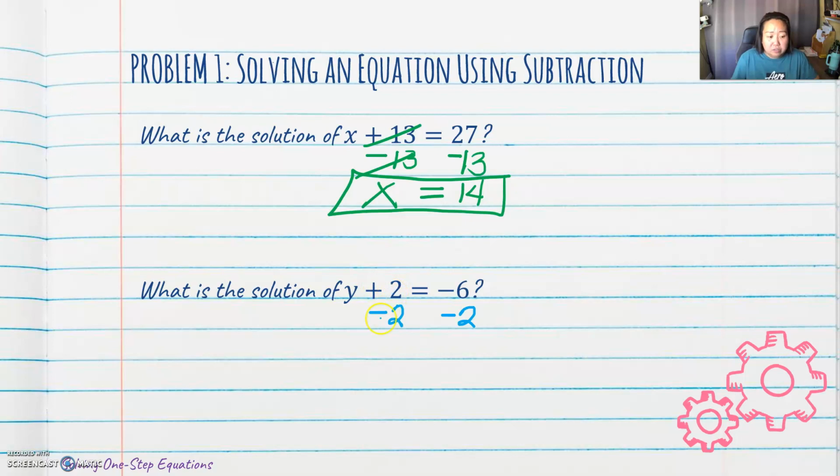Okay? Positive 2 and negative 2, that's going to be 0 altogether. And so on the left side, we only have y is equal to, we have negative 6 and negative 2. Together, that's going to give us negative 8. And so our value for the variable y will be equal to negative 8.